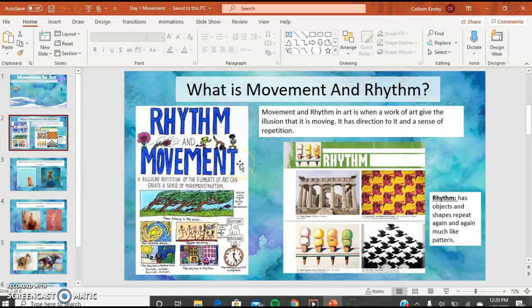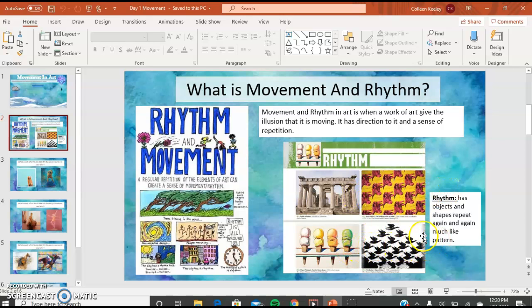So that's probably really confusing for you to listen to me explain, but movement and rhythm in art is when a work of art gives the illusion that it is moving. It has a direction to it and a sense of repetition. So if you look over here, these cow heads are repeated again and again and again. Same with these birds flying that slowly transition into fish. And it's giving the illusion that it's moving in this direction across.